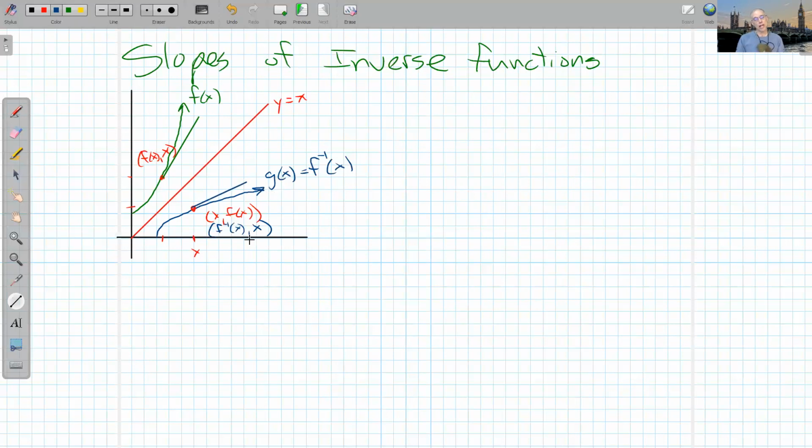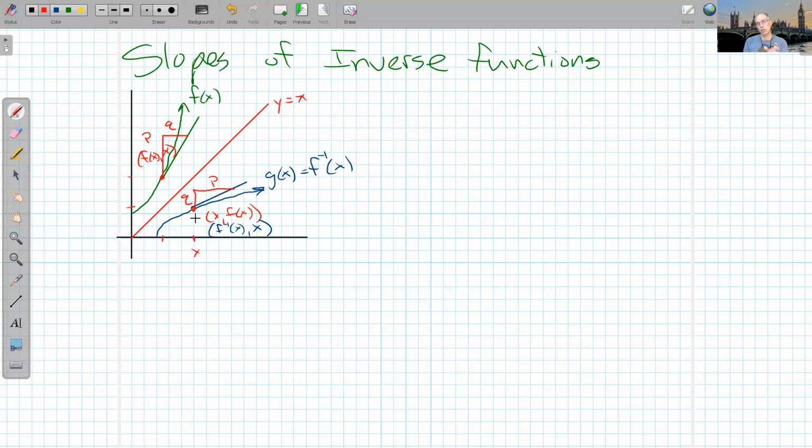Remember, everything that was x switches to y, and everything that was y switches to x for an inverse function. So if this green one had a rise of p and a run of q, then this blue one should just switch that and have a rise of q and a run of p, because we switched everything y with x. So the change in y becomes the change in x, and the change in x becomes the change in y for an inverse function. And if you think about it, when you're solving an equation, that's finding an inverse function.